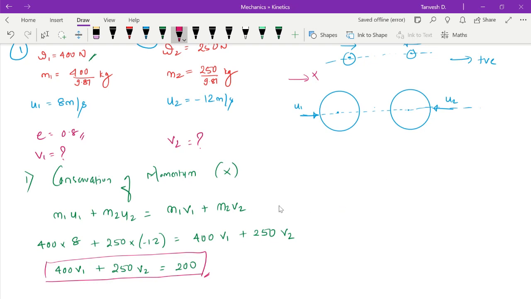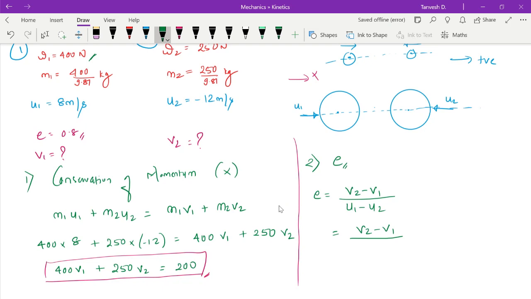What is the other equation that we can form? Second, the coefficient of restitution e. So e is equal to v2 minus v1, the relative velocity of separation, divided by u1 minus u2, the relative approach velocity. So v2 minus v1 upon u1 is 8 and minus of minus 12 will be plus 12, and e is 0.8. So you will get another equation, minus v1 plus v2 is equal to 16. When we solve both of them simultaneously, we will get v1 and v2.